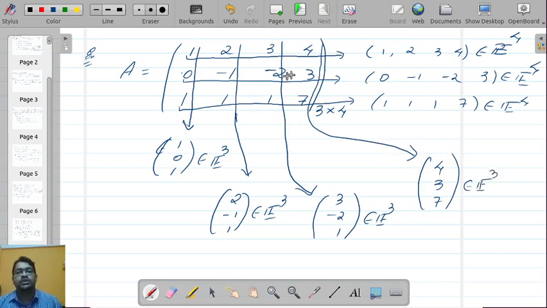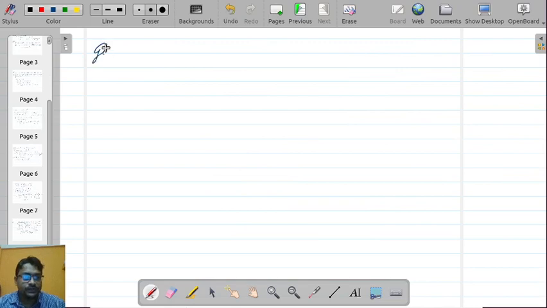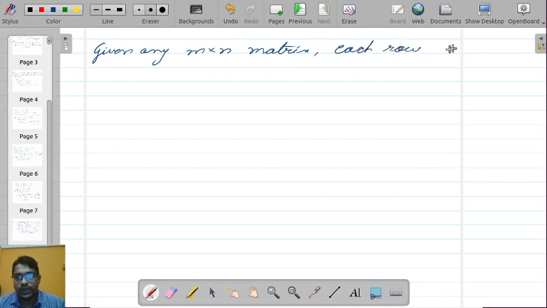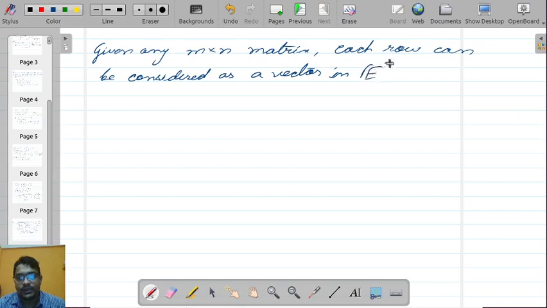So given any m by n matrix, each row can be considered as a vector in E to the power n. Let me write it nicely: given any m by n matrix, each row can be considered as a vector in E to the power n.